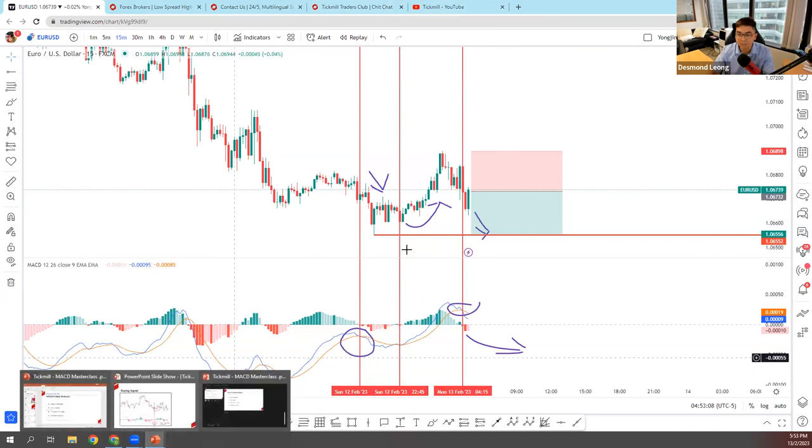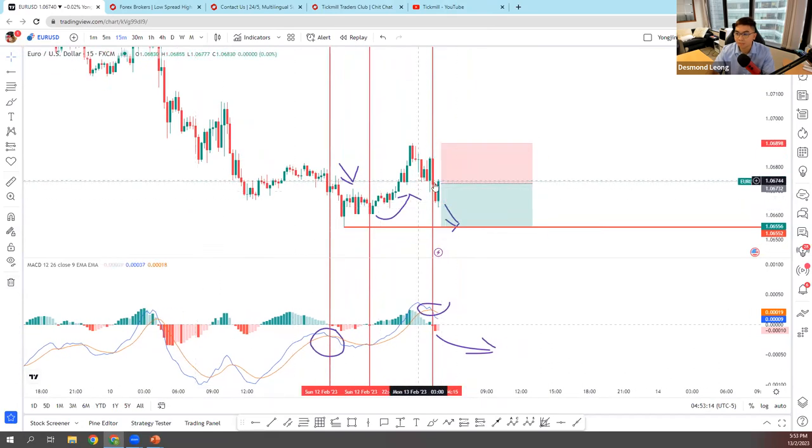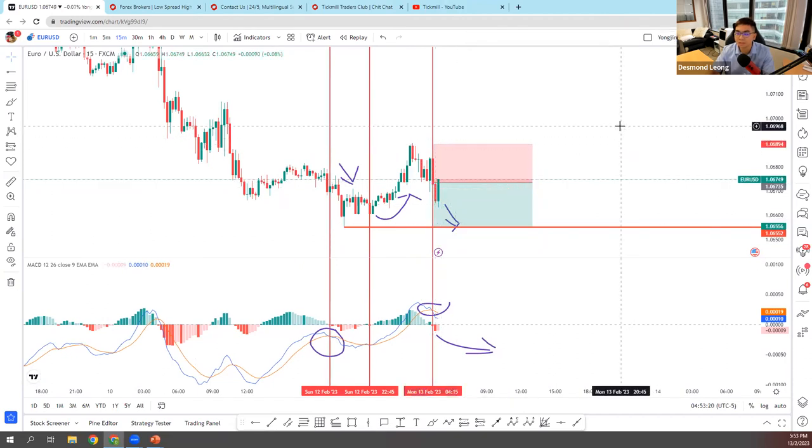Next, let me find another type of entry. So this could be a possible sell entry. Just now there was a crossover, stop loss above, and you can likely aim for that, go right there.